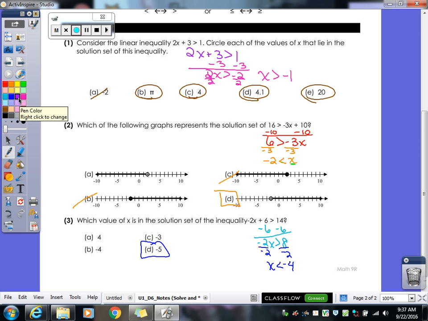What you have to be careful of is a lot of people rush through this last problem and they finish solving and they get x is less than negative 4 and then they see negative 4 and they're like, bam, that's my answer. But that's not your answer. You have to make sure you're paying attention to what is there. That one was a less than, so that's why it was negative 5.